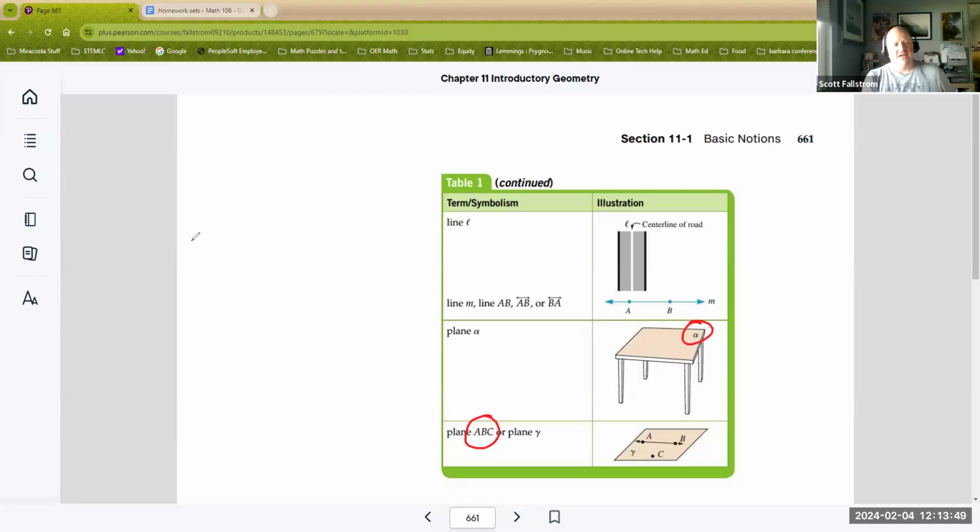And there's an interesting piece, because if I draw a line like this, AB, and I just pick any point to be my third point, I may accidentally put my third point on the line, which does not describe a specific plane.